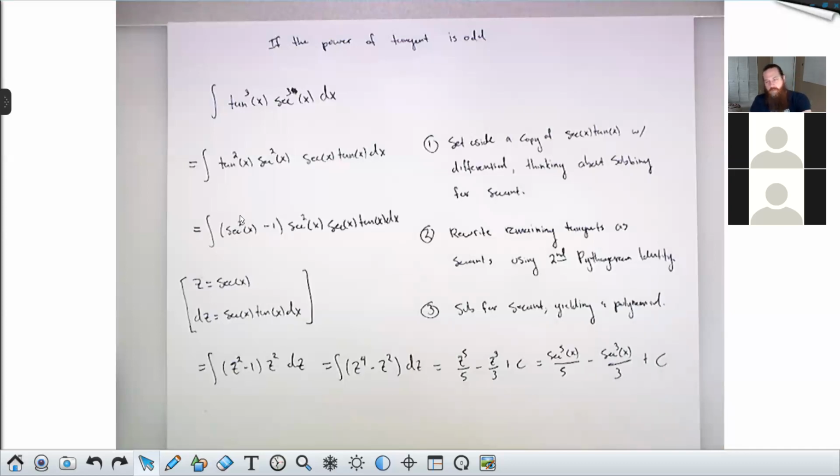Unfortunately, these two cases are not exhaustive. It's possible that the power of tangent isn't odd, and that the power of secant isn't even. And that's the bad case. So first, questions on this integral?